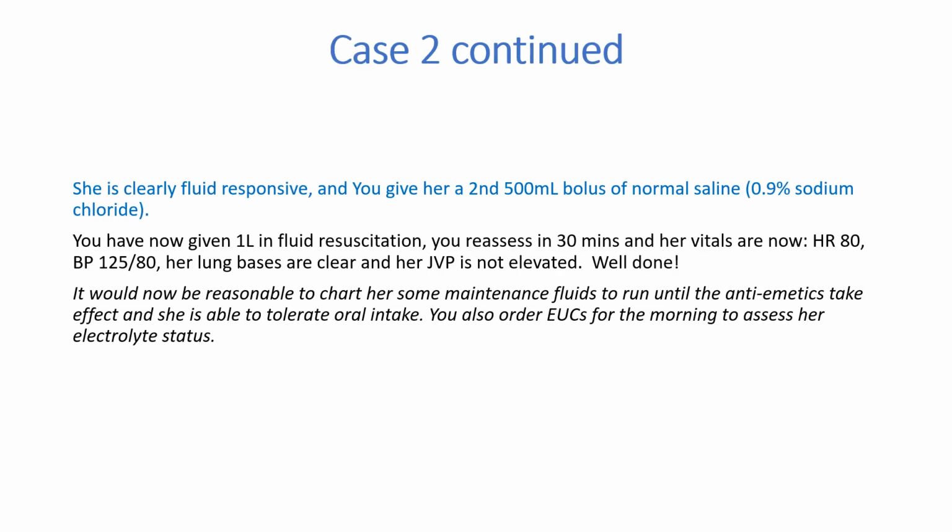Given that she's dry and she's responding to your fluids, you give another bolus of 500 ml of normal saline. This takes your total to 1 litre in fluid resuscitation. You go back to reassess in 30 minutes and her vitals are all now normal. Her lung bases are clear and her JVP is not elevated, so you haven't gone too far and overloaded her.